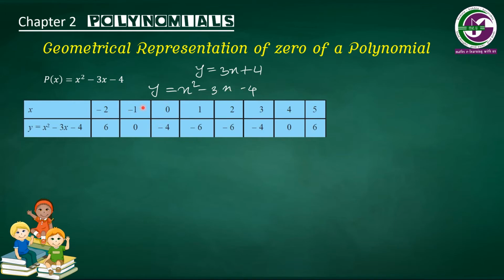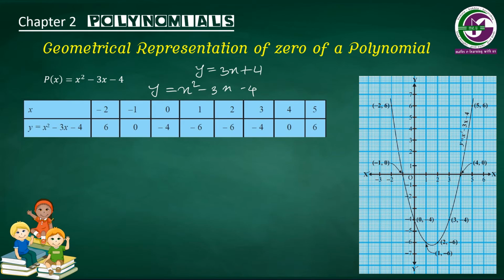Like that, you can substitute each value. When you substitute 0, you will get the value of the polynomial is -4. When you substitute 1, you will get -6. When you substitute 2, you will get -6, 3, -4, 4, 0, 5, 6. To draw a graph, we need these values, right? X values and y values. And we'll draw this on a Cartesian plane. After plotting these points on a Cartesian plane, in class 9th, you studied how to draw the graph.